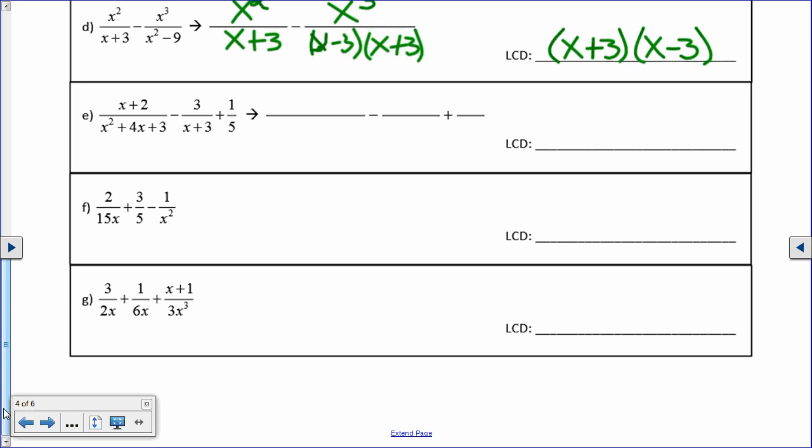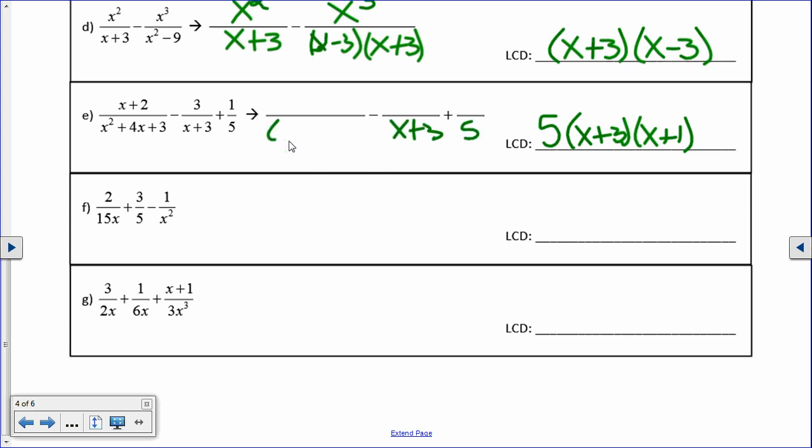Anybody want to share out what they got for the common denominator? x plus 3, x plus 3. Okay, we normally put monomials at the front. Yes, that's what you should have gotten for the common denominator. This one, you don't have to factor the x plus 3 or the 5.